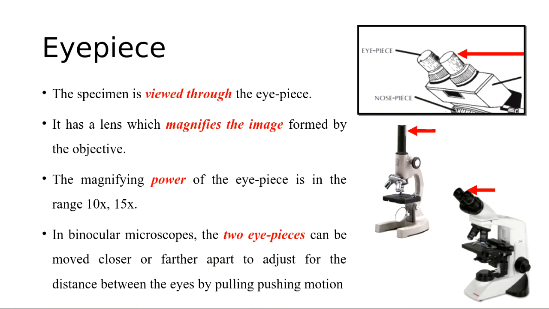The eyepiece, I have told you, is the red arrow. All the parts I discussed are present in both monocular and binocular microscopes, so don't get confused. The specimen is viewed through the eyepiece, which magnifies the image. The magnifying power of the eyepiece is in the range of 5x, 10x. And in a binocular microscope, the two eyepieces can be moved closer or farther by a pushing and pulling motion.